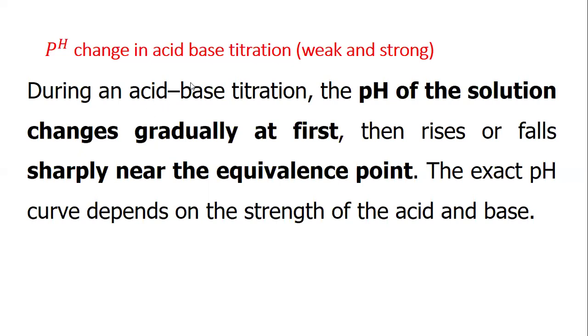pH change in acid-base titration, weak and strong. During an acid-base titration, the pH of the solution changes gradually at first, then rises or falls sharply near the equivalence point. The exact pH curve depends on the strength of the acid and base.